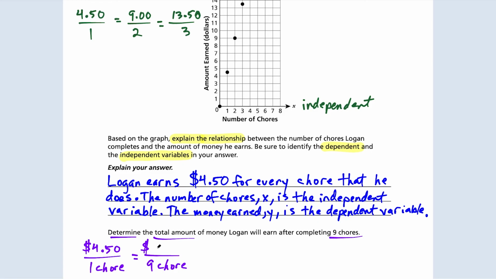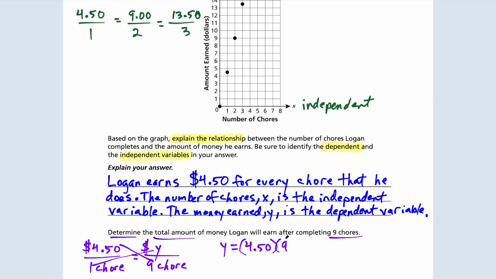So I'm just going to put a $ sign and the variable y, because the y-axis was representing how much money Logan earns. And this is going to work out for us. I chose 4.50 and 1 because those are the smallest numbers that we have when we're looking at all the points that were given to us. And now all we have to do is cross multiply. We have 1 times y is y, and this we could set equal to 4.50 times 9.